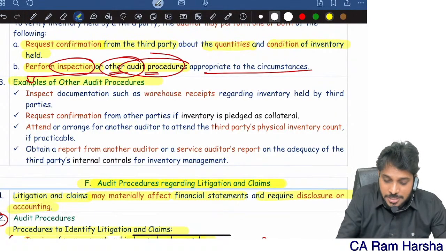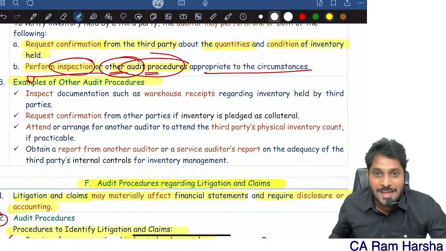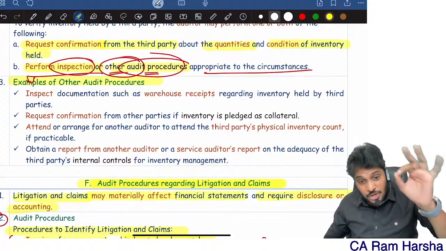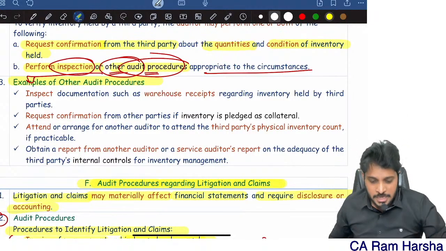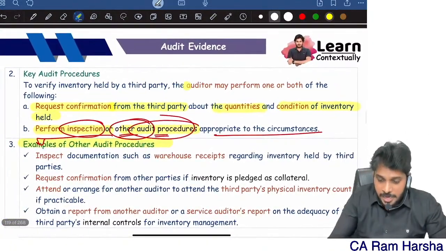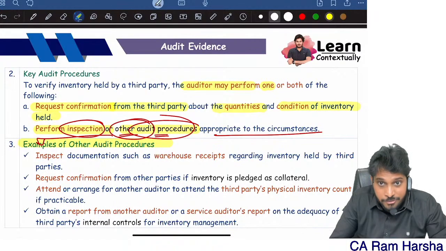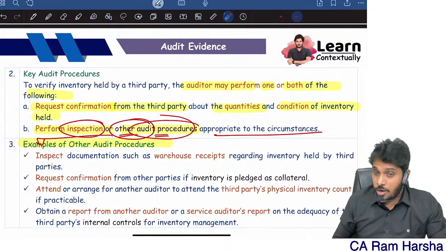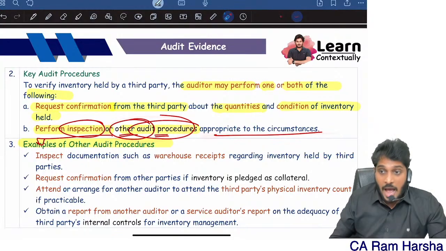Examples of other procedures. In one of the exams they asked this. An MCQ they asked in one of the MTPs: Which of the following is not an example of other procedure? See, when inventory is with a third party, the auditor may perform either one of the following or both. 1, get a direct confirmation regarding quantity and condition. 2, perform inspection. You go directly and inspect, or other audit procedures as appropriate.